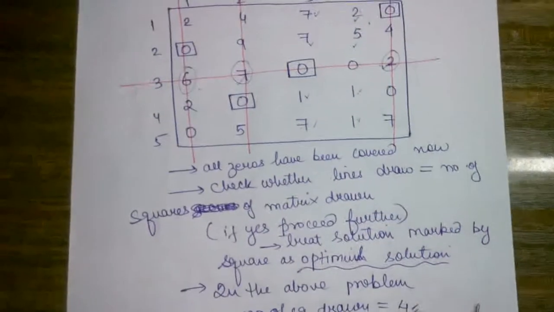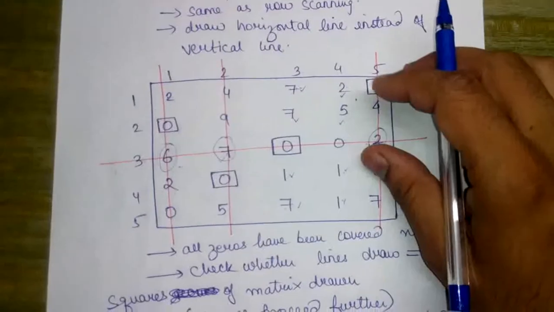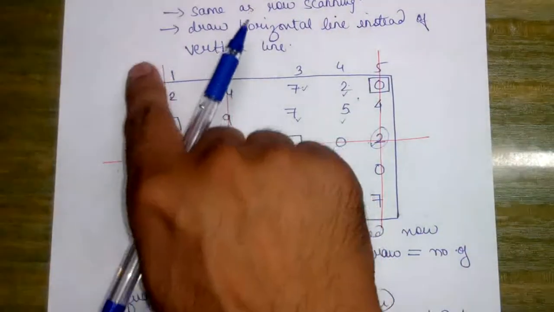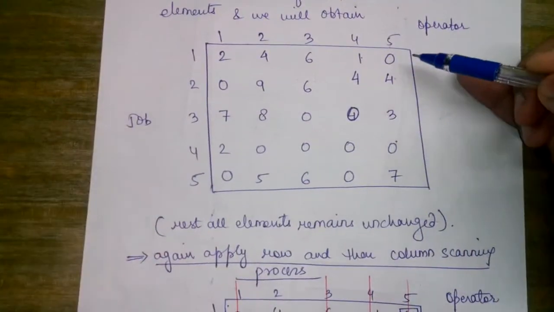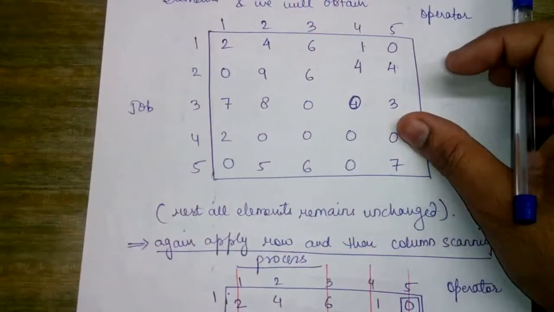And when will we do this? When the number of squares that we have drawn is not equal to the number of rows that we have in the question. Now after applying that step, we will obtain this matrix.